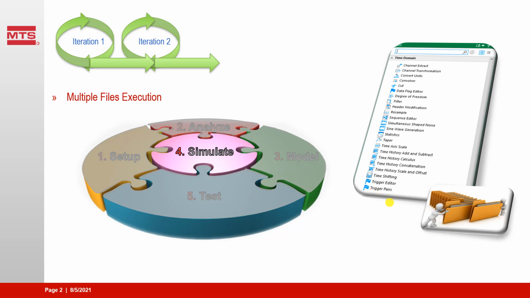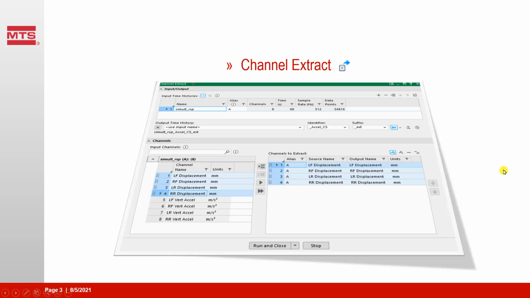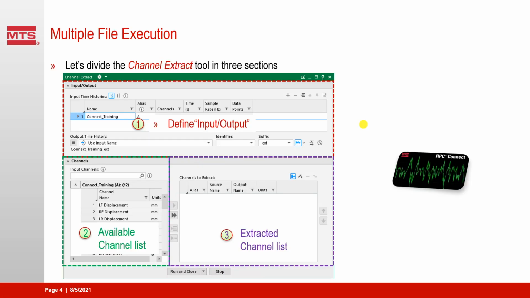But in this case, for example, we are going to concentrate on the channel extract tool. The channel extract tool offers this flexibility of getting multiple input time histories and getting one final time history file out of this tool. So how is this done? Let's get an overview of the channel extract tool.